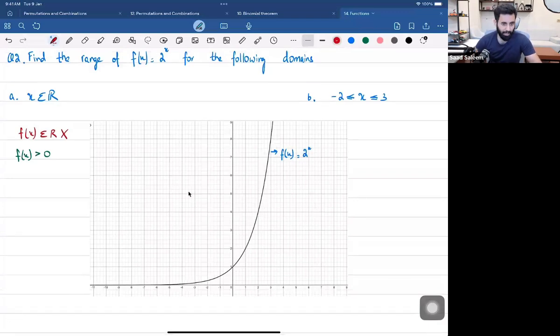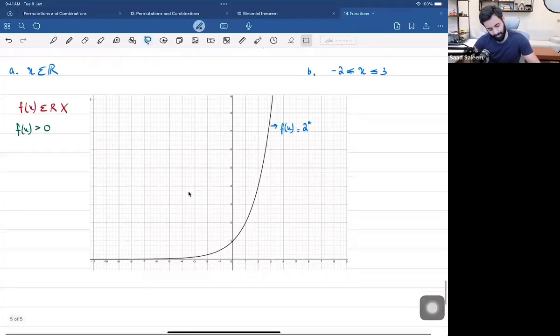Now cos has a maximum value, it has a minimum value, so yeah, trigonometric curves as well. Now, so part A, I hope is clear. The range will be f of x is greater than 0.